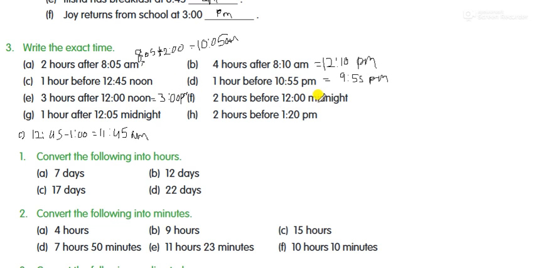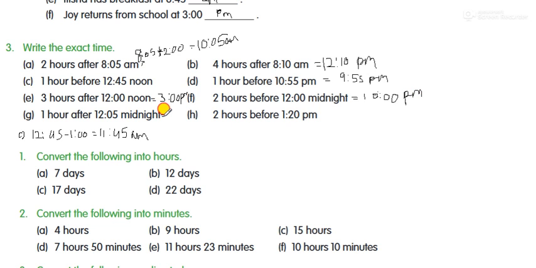Here, 2 hours before 12 midnight. So we have to subtract here. 12 minus 2 is 10. Midnight means it's 10 p.m.